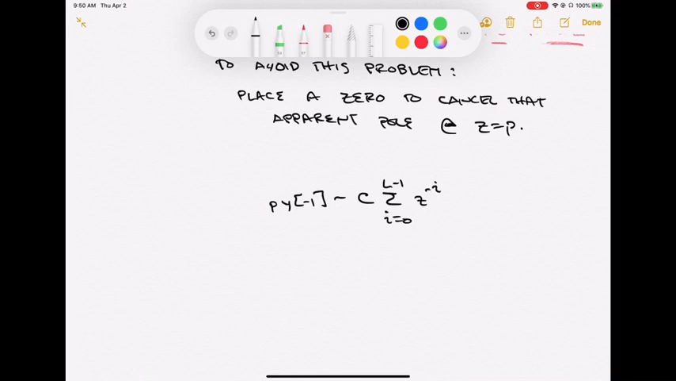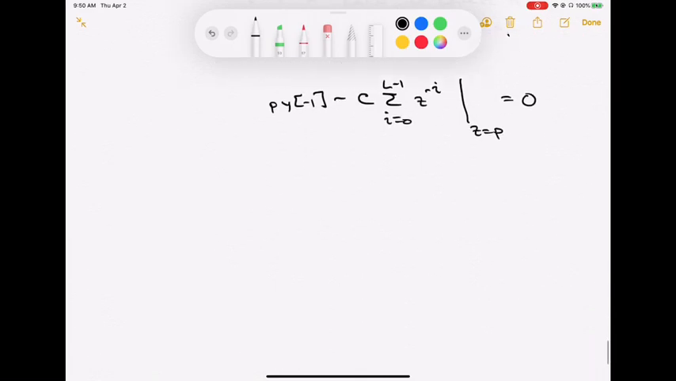That was my numerator. I want that such that when I evaluate at z equaling p, it evaluates to 0. If I evaluate the numerator at some point and it gives me a 0, that's the definition of a 0. And if I make it evaluate to 0 at the same place there is a pole, that means I've made the system have a 0 cover up that pole. It'll cancel it.